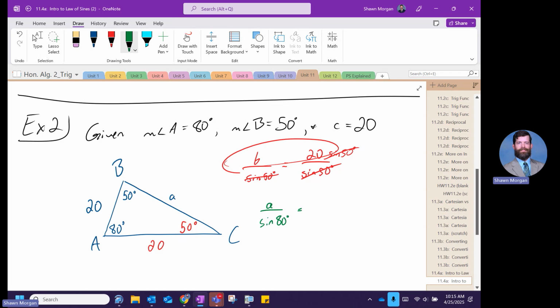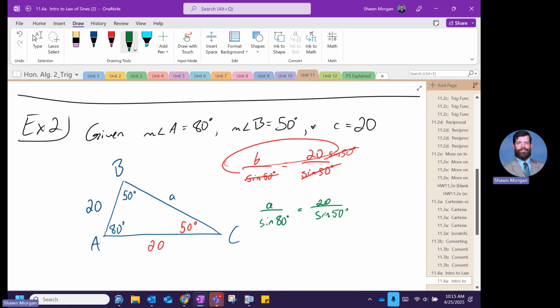So first of all, if I line up my variable on top, my variable is the side. So I want to use the side over here on the top. And it doesn't matter which side I pick. They're both 20. So I'm going to have 20 over the sine of 50. And then what did we say, Sebastian, we could do to get a by itself?